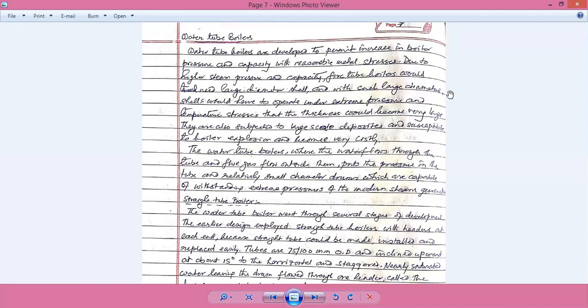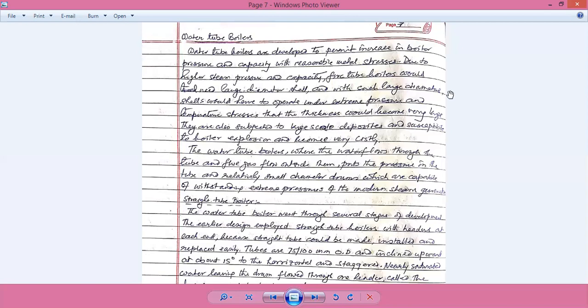Now, in water tube boilers, the water flows through the tubes and flue gases flow outside them, putting the pressure in the tubes and in relatively small diameter drums, which are capable of withstanding the extreme high pressures of modern steam temperature. The basic difference is that in fire tube boilers, flue gases flow inside the tubes and water surrounds the tubes and gets heat from the flue gas for vaporization. But in water tube boilers, water goes through the tubes and the flue gases surround them, applying heat to the flowing water and thus making the steam.